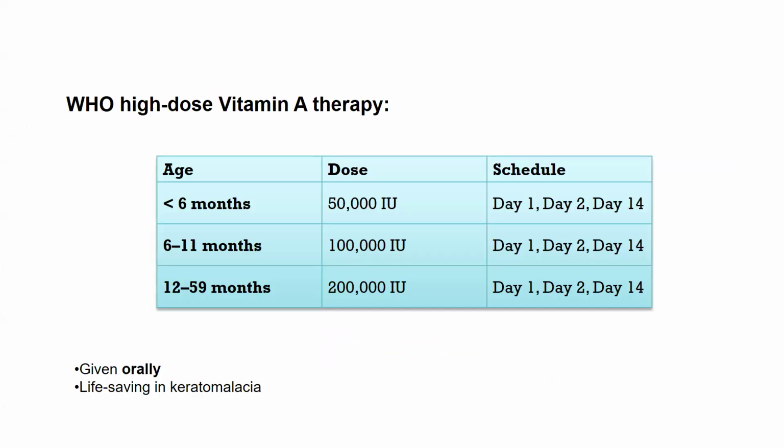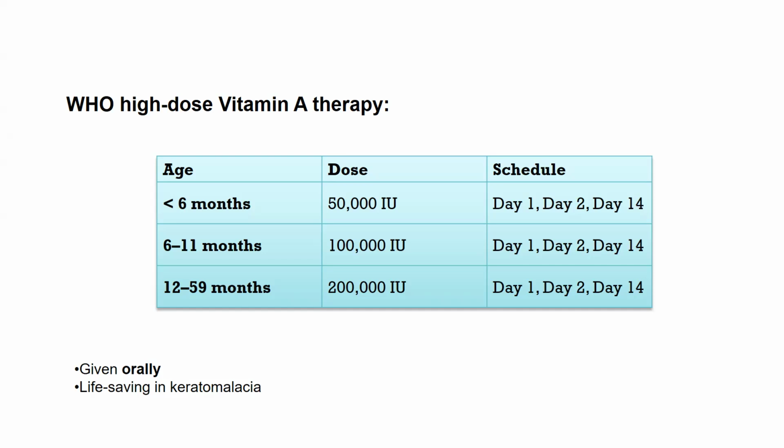So this is the WHO high-dose vitamin A therapy in case of deficiency. If the child is less than 6 months, the dose will be 50,000 international units, and it's given on day 1, 2, and 14. For 6 to 11 months children, the dose is double, that is 1 lakh international unit, and the schedule is the same.